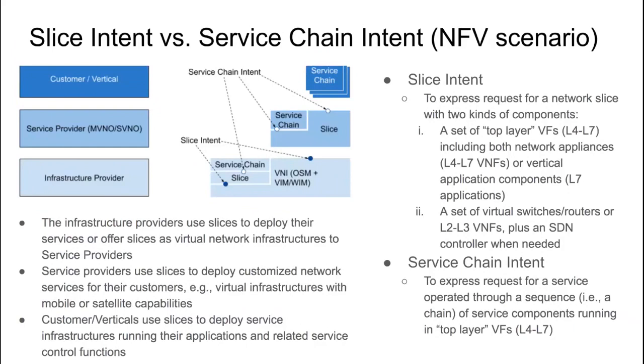If the service provider is a virtual network operator, then it is the one receiving the intent request from the customer. And then the service provider itself, which wants to have access to the infrastructure, is going to send a slice intent to the infrastructure provider. So this is how we see the different levels.